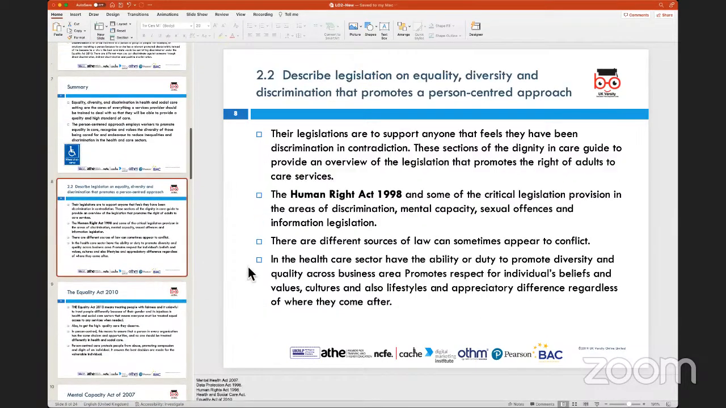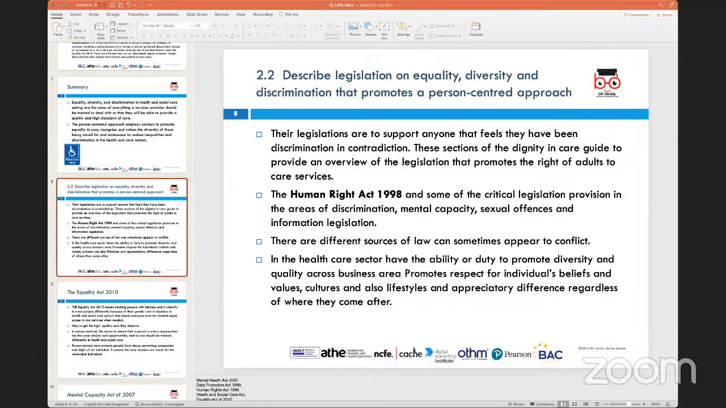and these would be some of the key legislations that we need to be aware of when we talk about equality, diversity, and discrimination or anti-discriminatory practices being used to promote person-centered care or person-centered approach within a setup. Now, there are several key pieces of legislation that the UK government and the UK Parliament have introduced over the years, and some of them tend to be in no particular order. But we will start with, say, for example, the Human Rights Act of 1998.